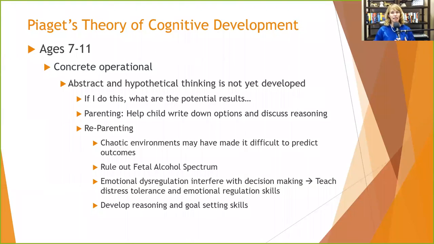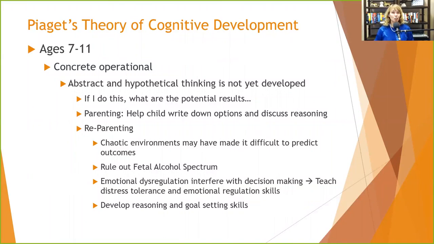but at this age, children are still very hands-on. One of the things we want to do is help them write down options and discuss their reasoning. If you do this, let's write down what might happen. If you go to grandma's house and you don't want to eat your dinner, and you tell her you're not going to eat your dinner, what might happen? We talk about the different options, but you need to write them down so the children have something a little bit more tangible.